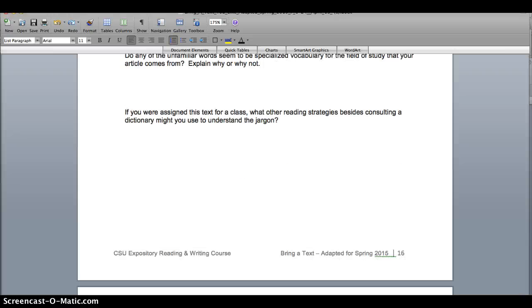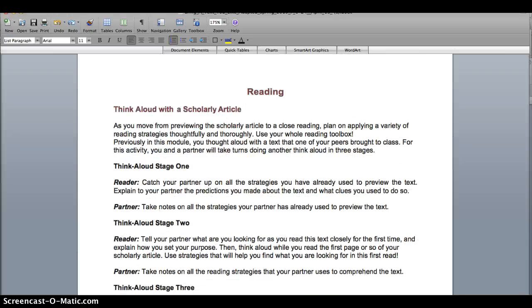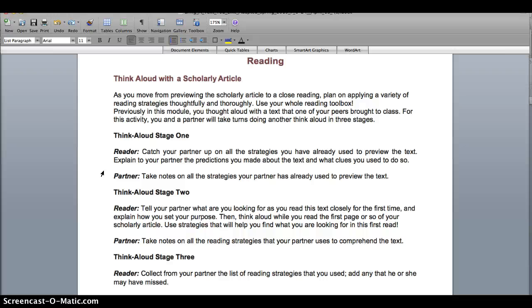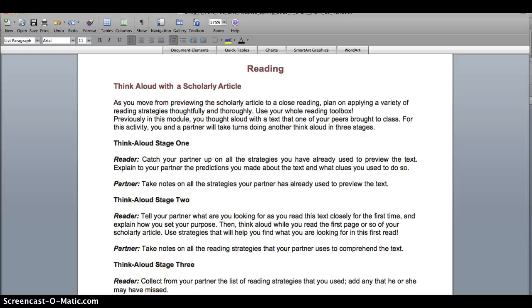If you happen to finish with 15 and 16 before the end of the period, go on to page 17 where you will work with a partner to do a think aloud. I'll have a screencast for that assignment the next time we meet. If you want to get started though with a partner, you can go ahead and work ahead.